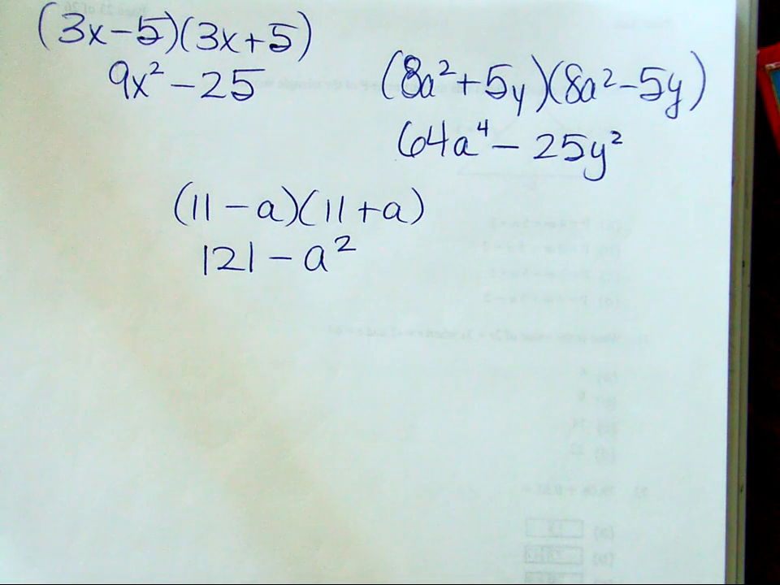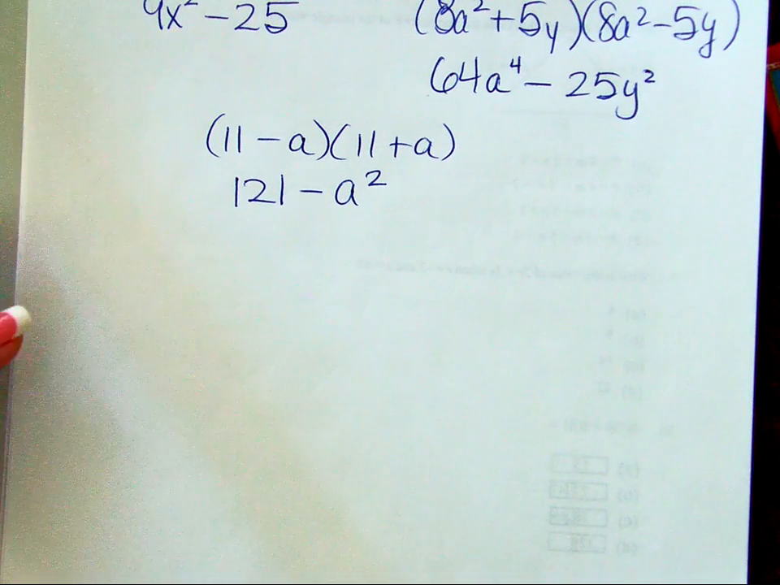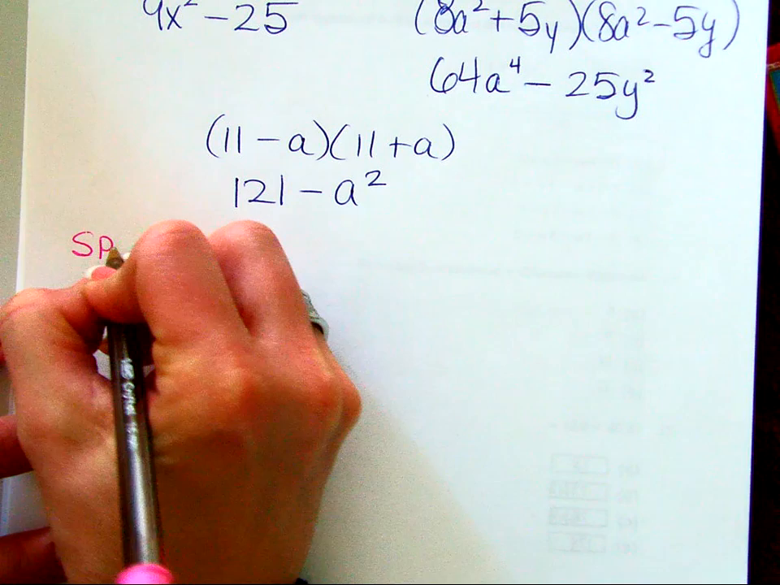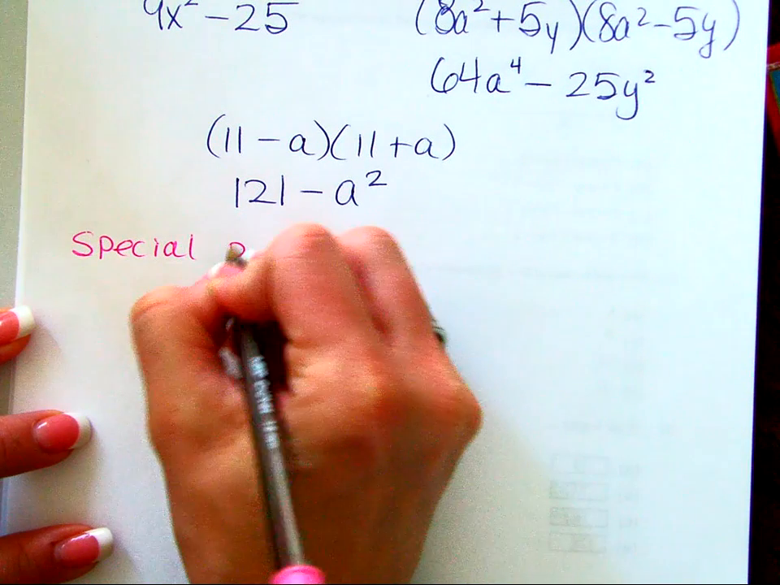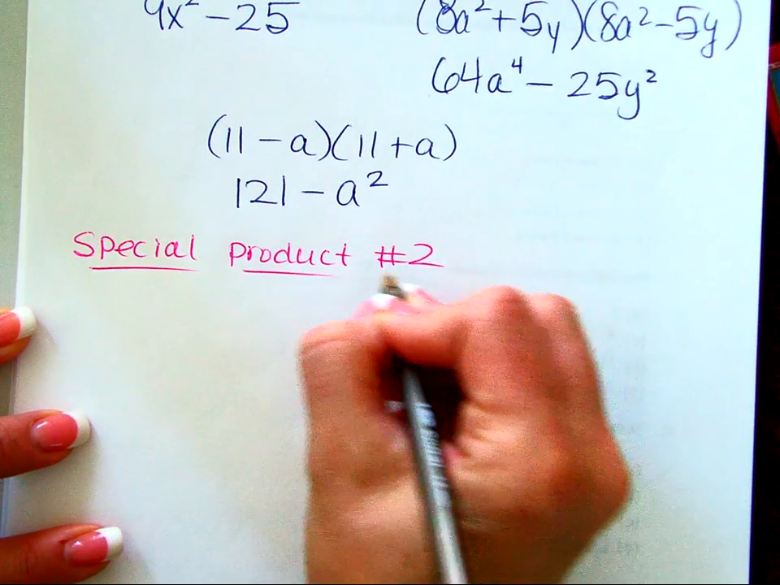All right. So let's go to special case number 2. So everybody okay with difference of two squares? All right. Special product number 2.